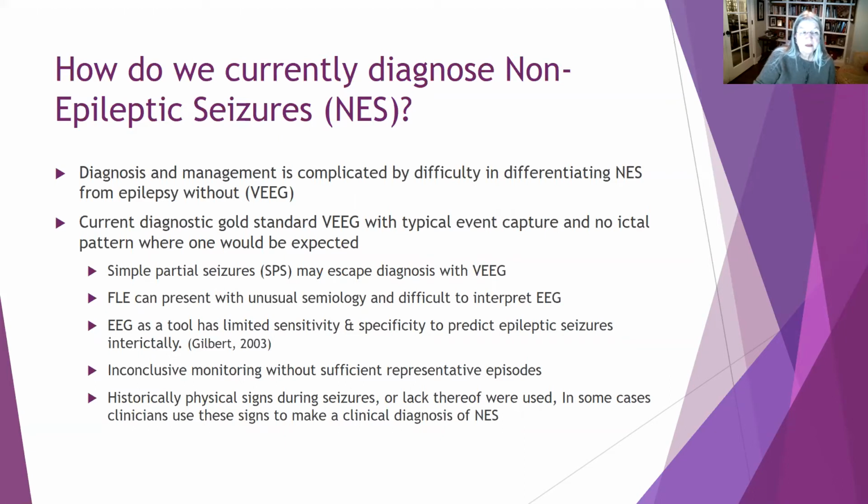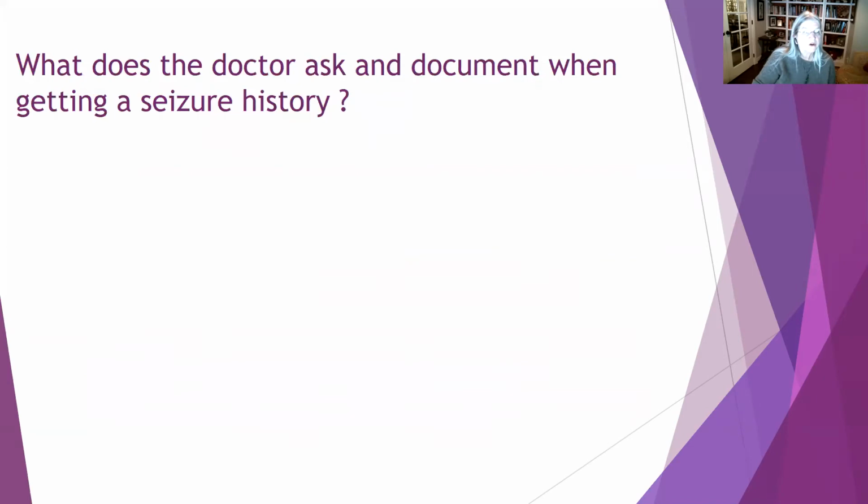Sometimes we bring people in, we spend all the money and time and patients put themselves out, and we don't get enough episodes to really understand what's going on with them. And then historically, based on physical signs during seizures or the lack of those signs, in some cases clinicians actually just have to make a clinical diagnosis of non-epileptic seizures. So these are the ways we diagnose. And then, to answer the question, what does a doctor actually ask a patient when documenting a seizure history? This is pretty easy to understand just by doing chart review, which is what the resident and I did.